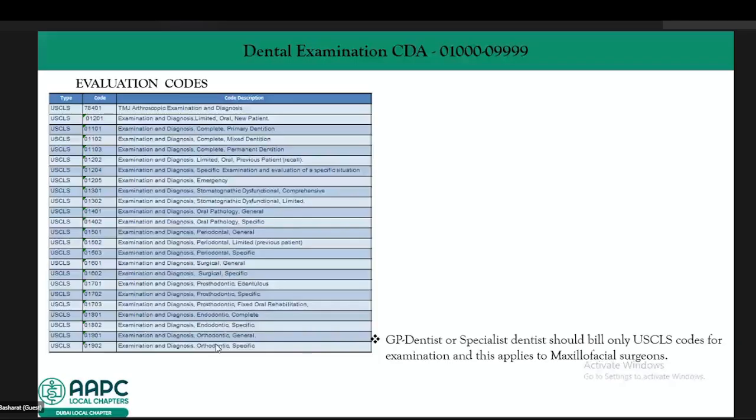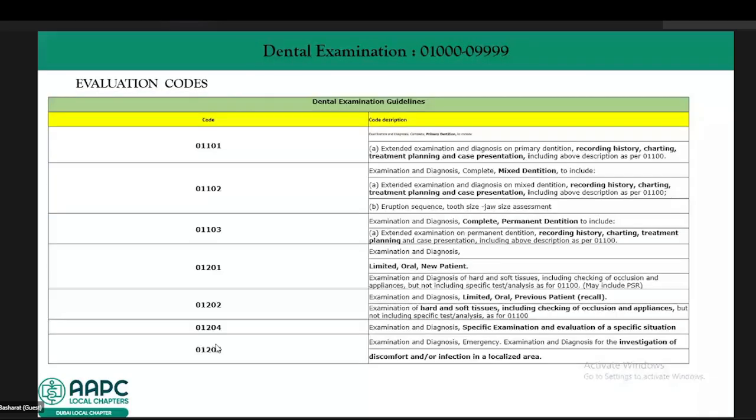So this is what I was talking about. These are the dental examination codes used in Abu Dhabi: full mouth examination, limited, recall, specific, and emergency.